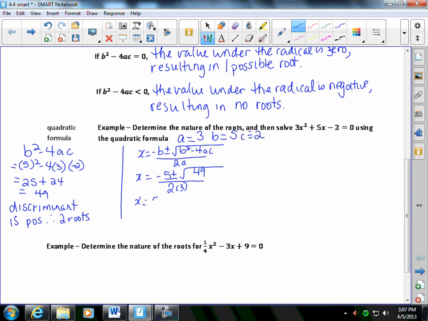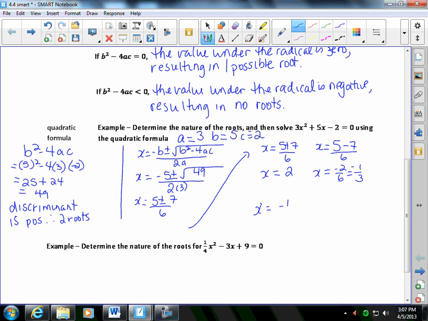So x is equal to negative 5 plus or minus square root of 49 is 7 over 6. So x is equal to negative 5 plus 7 over 6, or x is equal to negative 5 minus 7 over 6. Negative 5 plus 7 is 2 divided by 6, so that reduces to 1/3. Negative 5 minus 7 is negative 12 divided by 6, so that's a negative 2. So my solutions for this are x is equal to 1/3 and negative 2. Now it told me I should have 2 possible solutions, and I did have 2 possible solutions.